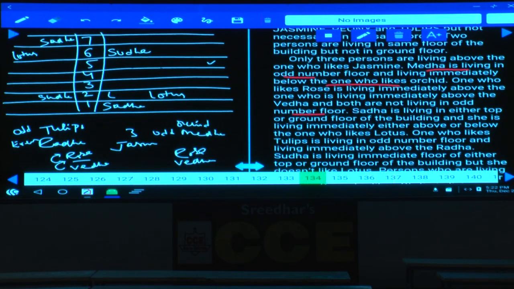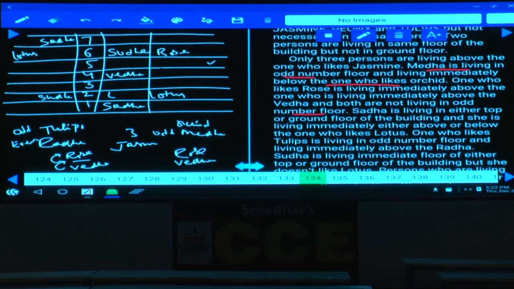And both of these persons are not living in an odd number floor. Hence these two persons are living on an even number floor. Hence rose and Veda must be on an even number floor. Tell me what are the different possibilities we can have. Now, can you take this place or not? If this is rose, this person will be Veda, isn't it? And what is the other possibility here? 4 and 2. Rose on the fourth floor and Veda will be on the second floor.